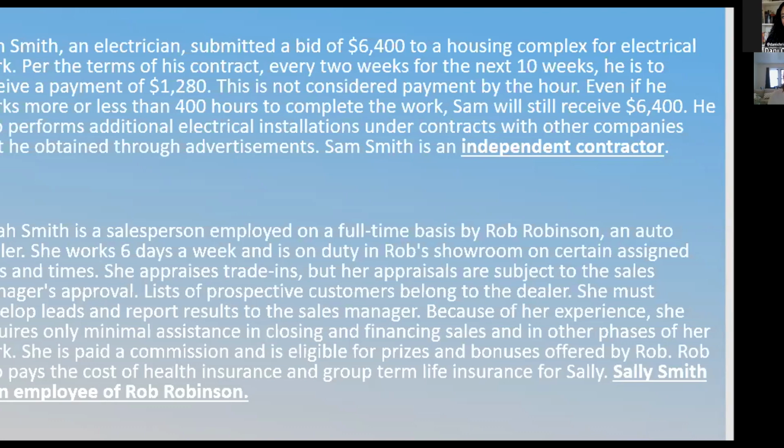If Sam was a bilingual teacher, a dance teacher, an art teacher that would come in and do certain work for you per month, that is an independent contractor.